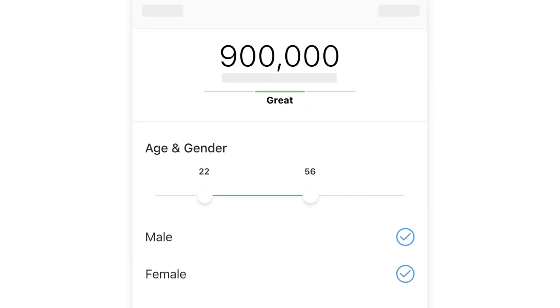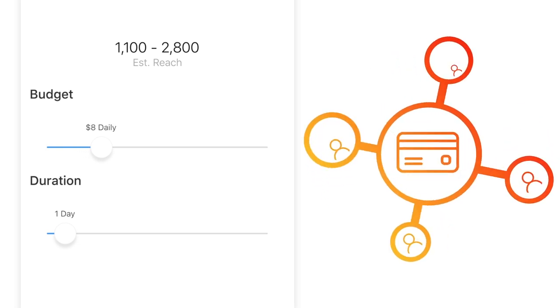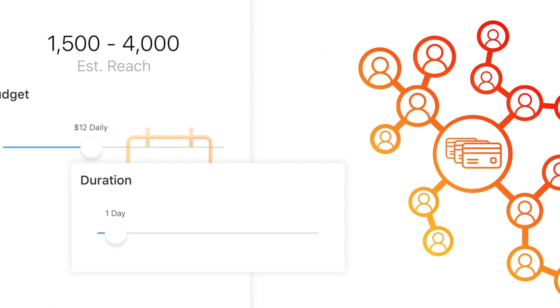When you create an audience, we'll estimate how many people meet your criteria. However, this is not necessarily the number of people who will see your promotion. Your budget affects how many people will see your promotion. As you spend more, you grow the pool of people you can reach.